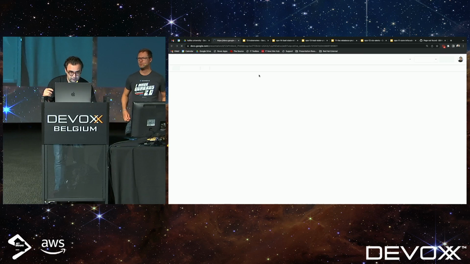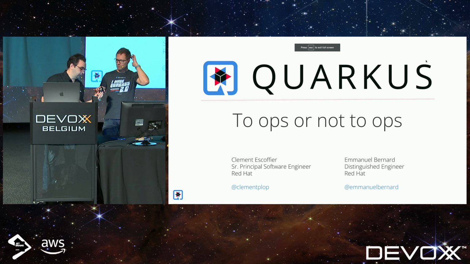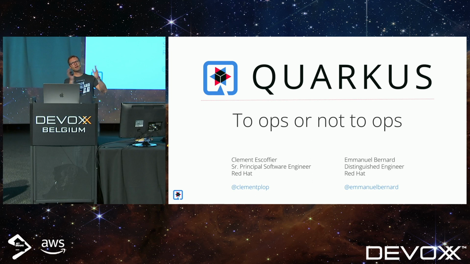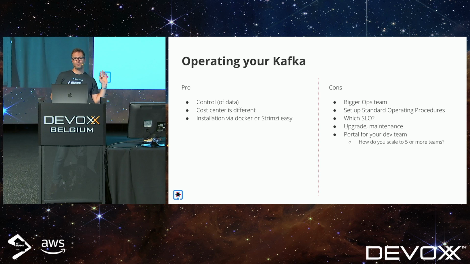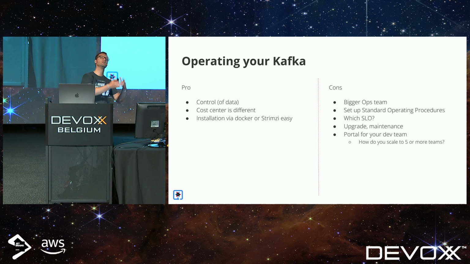Like that is common. So this one is really to explain the balance between a managed Kafka versus stuff you do on your own. So I'll go real fast. There are processes around control and cost center, and frankly, the installation is quite easy initially. But then when you start to get bigger, you start to need to think about the SLO, the ops team, all of the stuff we've described here. So the balance here is interesting.